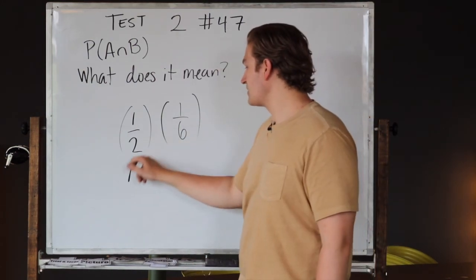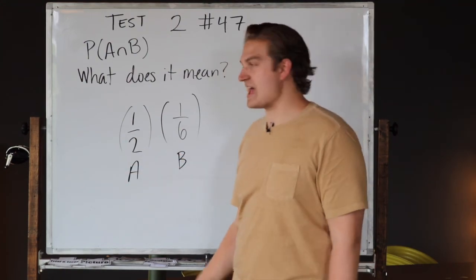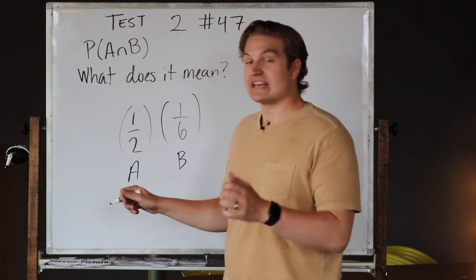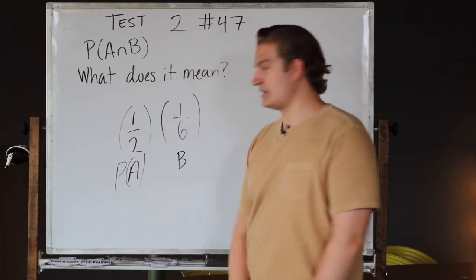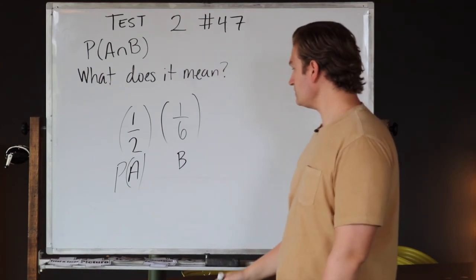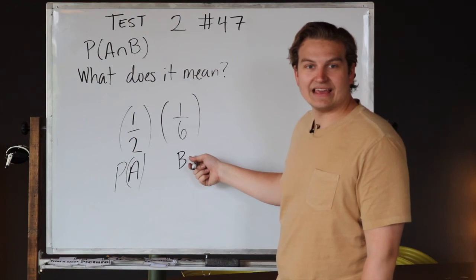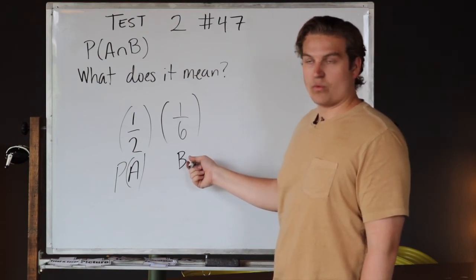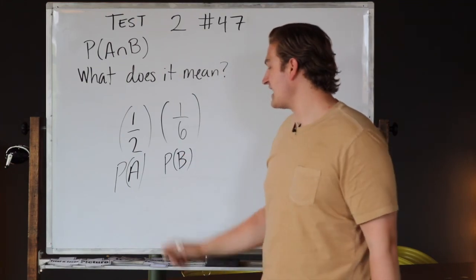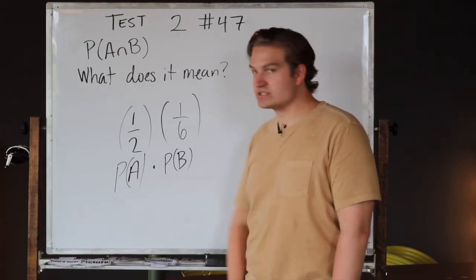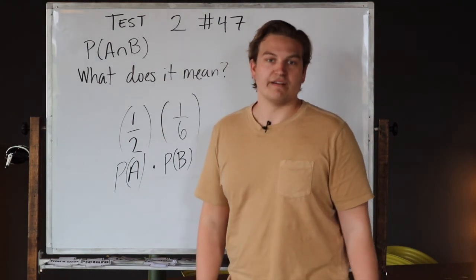So let's call this event A and this is event B. Getting heads on the coin is event A, and 1/2 is the probability of event A. Getting a 1 on a die is event B. 1/6 is the probability of getting a 1 on that die. So you'll notice, what did we do here? We multiplied the probability of event A times the probability of event B.